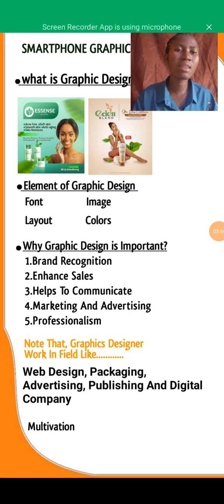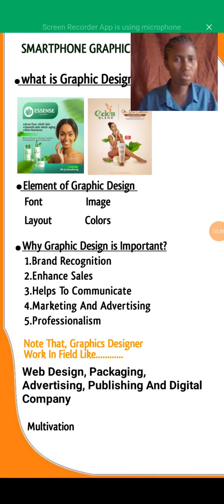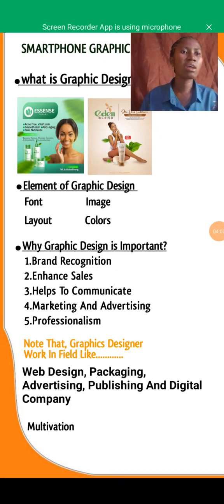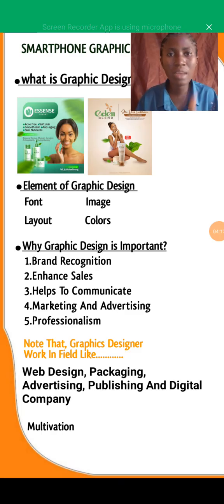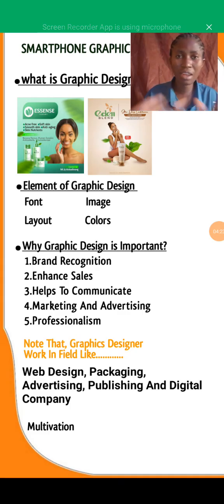Then the next one is the layout. Layout is the process of arranging visual elements like text, image, and shapes in a given page or in a particular design. Look at my flyer: image of a lady, a cream product. Look at my font, that is the write-ups, and then the shapes and everything. The way all these things are being arranged is known as what? Layout. It's as simple as that. Let's go to the next one.